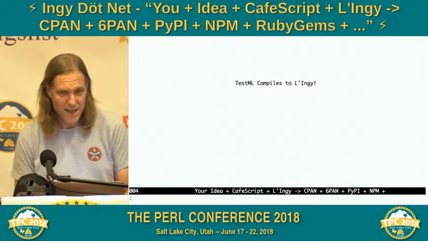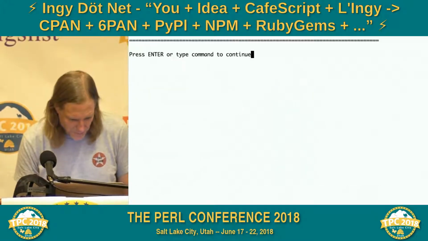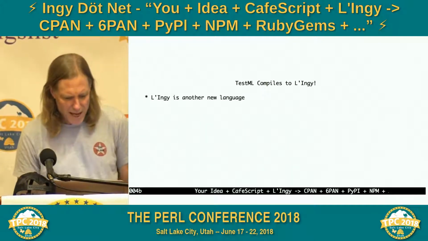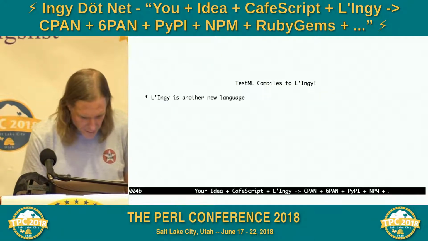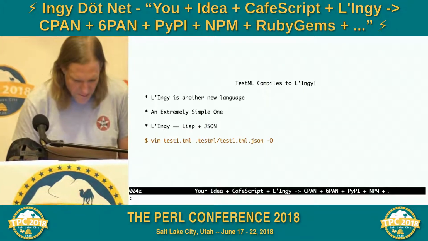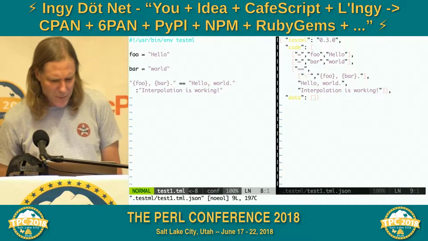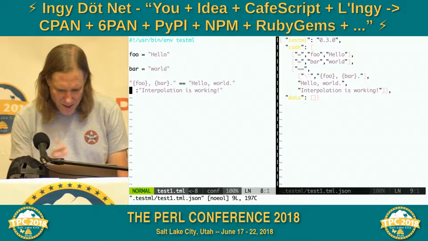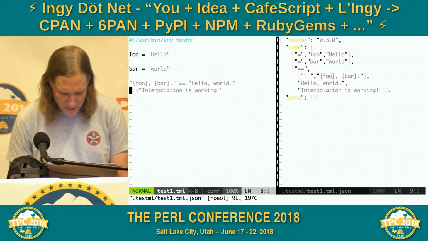TestML compiles to Lingy. Lingy is another new language. It's an extremely simple one. It's Lisp plus JSON. So here's that program compiled to Lingy. Sorry, the JSON's a little hard to read, but you can see it's just arrays of expressions.